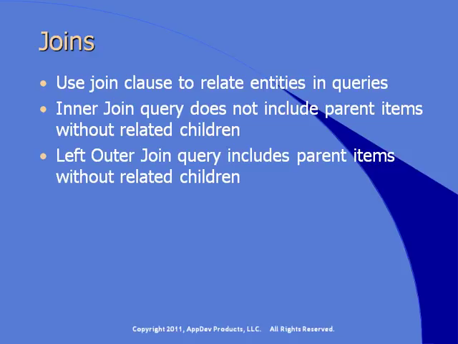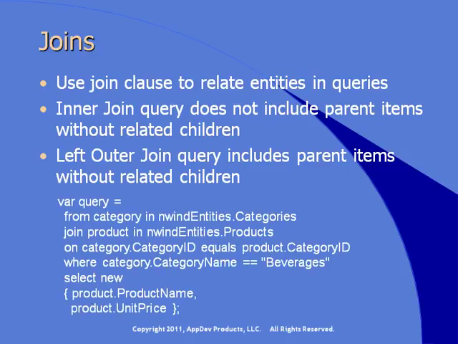So if I wanted to see customers in Spain and their orders, if I did an inner join and joined customer to orders, I would not see customers that had no orders. If I wanted to see all customers regardless of whether or not they've placed orders, then I would do an outer join. So here's an example of an inner join. I want to see products in the beverages category. So I'm going to join the categories and the products on category.categoryID equals product.categoryID, and then I can reference the category name property in the category entity. So let's go see a demo of grouping and joining.